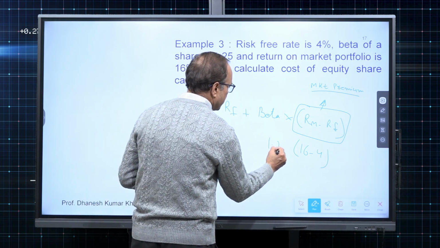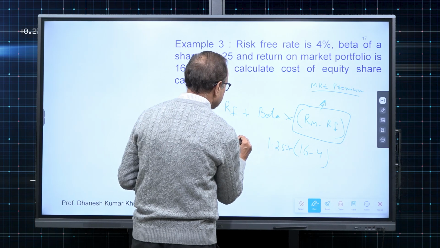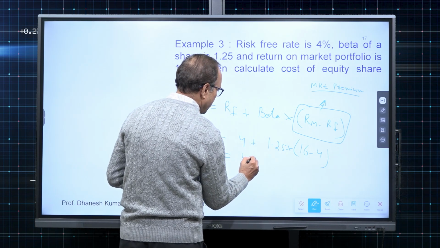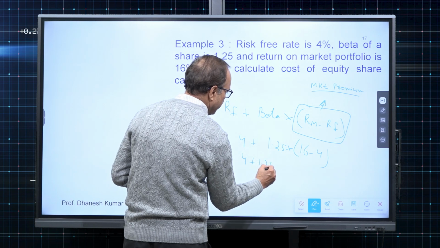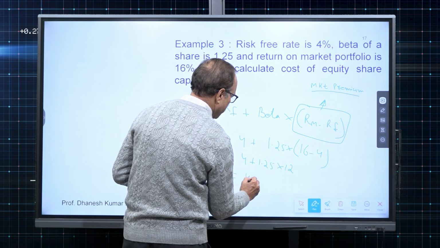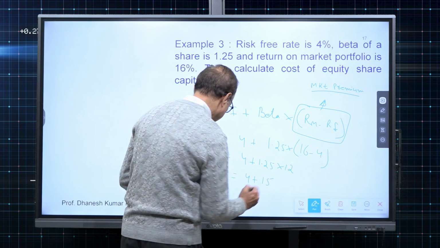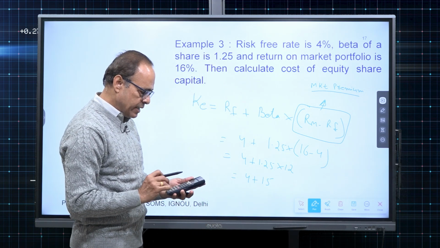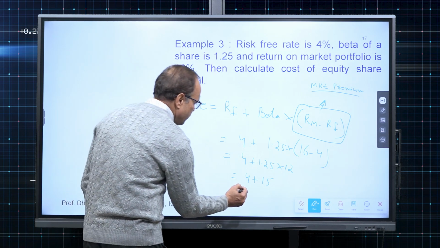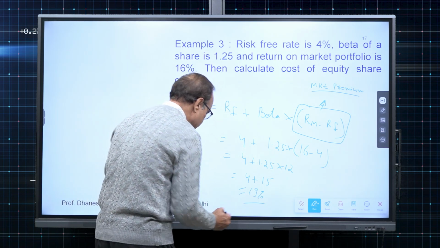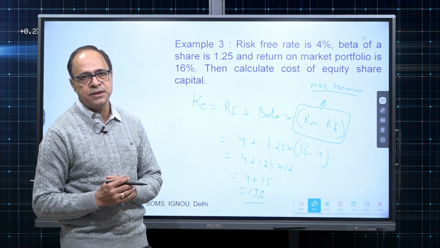Beta is 1.25 and risk free rate is 4%. So, what we get? 4 plus 1.25 multiplied with 12. So, we get 4 plus 15. I hope 1.25 multiplied with 12 will get me 15. So, we can say cost of equity share capital in this case is 19%.